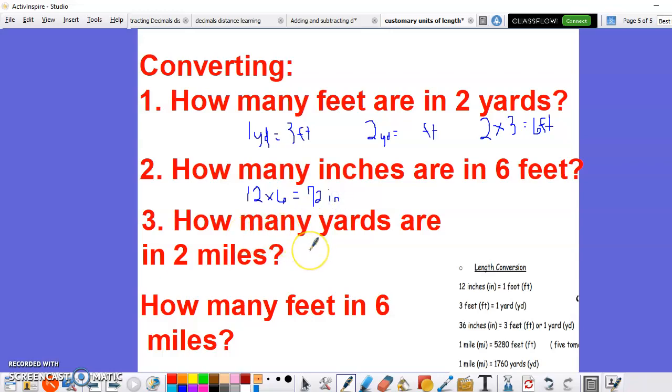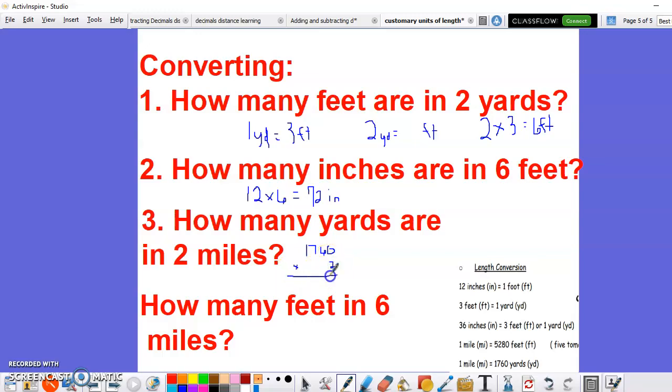Our next one, how many yards are in 2 miles? So again, I go to my conversion. And remember that you don't have to memorize it. It's good to memorize it, but when we're working in class, when you're taking your STAR test, you will have your reference sheet there with you. How many yards are in 2 miles? Well, I'm going to go to yards and miles. So 1 mile is 1,760 yards. Well, I have 2 miles. So I'm going to need to multiply 1,760 times the 2 miles.